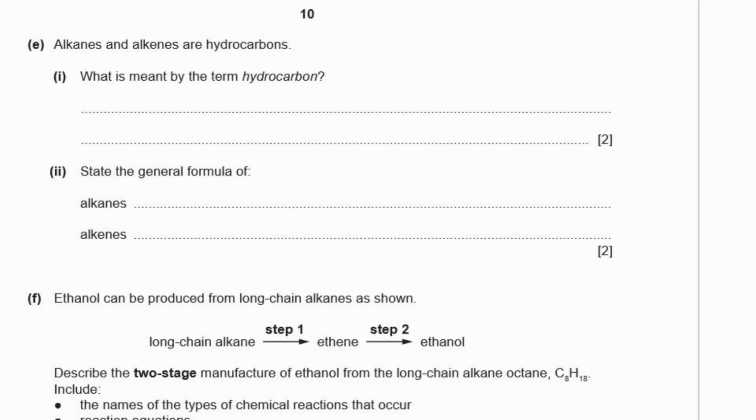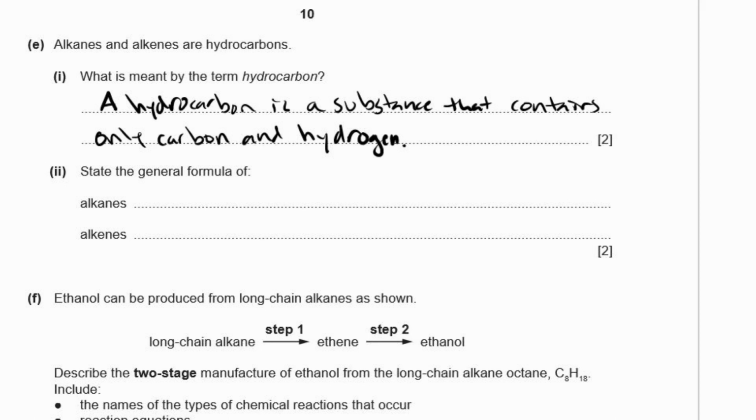E. Alkanes and alkenes are hydrocarbons. What is meant by the term hydrocarbon? This has come up on many exams. It is a substance that only contains carbon and hydrogen. So a hydrocarbon is a substance that contains only carbon and hydrogen.